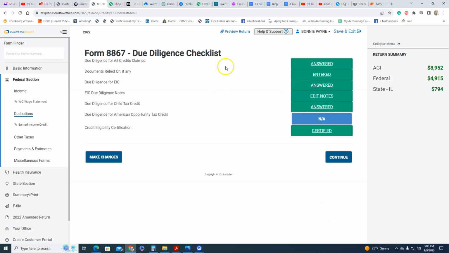And so this is how it should look based on you filling the forms out. It says documents you relied on was answered. Due diligence EIC entered. EIC due diligence notes. So they want you to put some notes in there. Answered notes. Due diligence child tax credit answered. This here doesn't apply. This is for American Opportunity. That's for people who got college students on the tax return. And then credit eligibility certification certified. Boom. So that's how it should look based on this particular practice problem. So we hit continue.